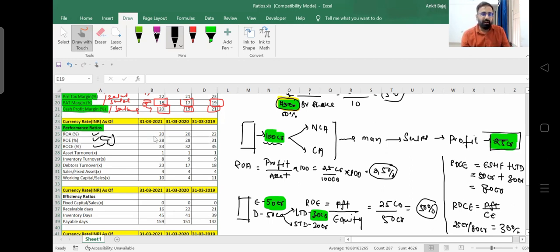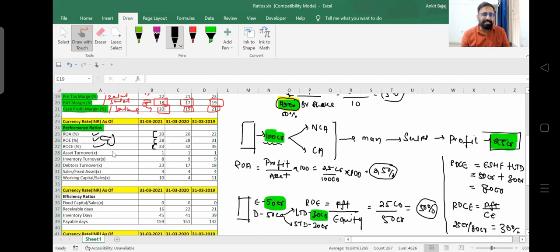So here if you see, our return on asset is 20%. That is good enough. In total, you have invested 100 crore rupees in asset and you are getting 20% return. That is good enough. Return on equity, you are getting 28%. That is also a good enough amount. And if you see, return on capital is 33%, which is well enough.